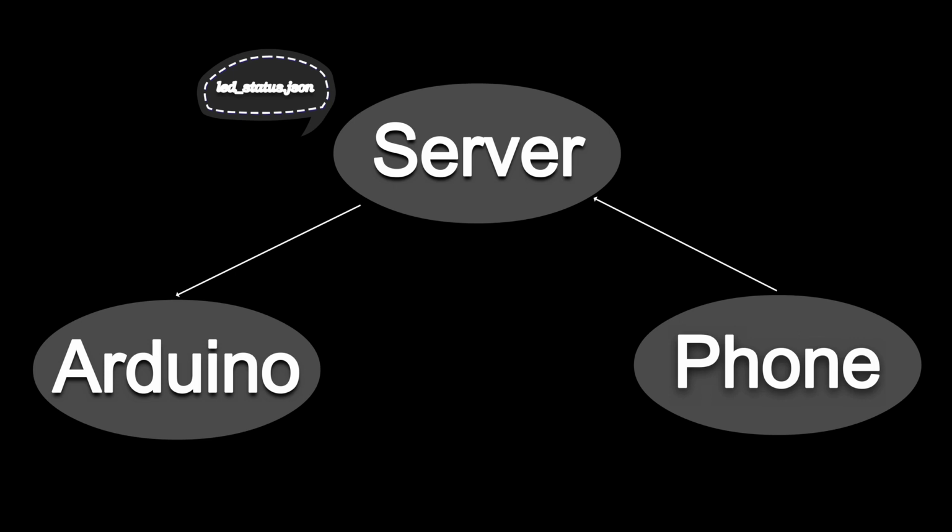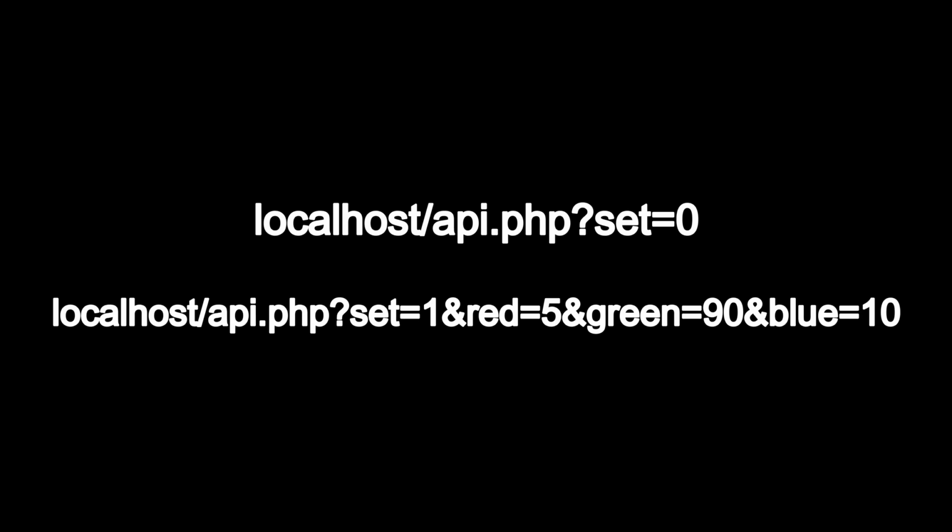We'll implement 2 types of requests. The first type simply asks the server to return those 3 numbers. The second type tells the server to replace those numbers with 3 new numbers. The first request looks like this, and the second request looks like this.